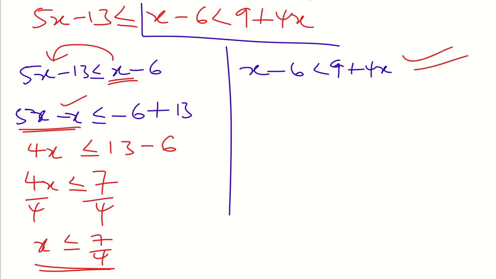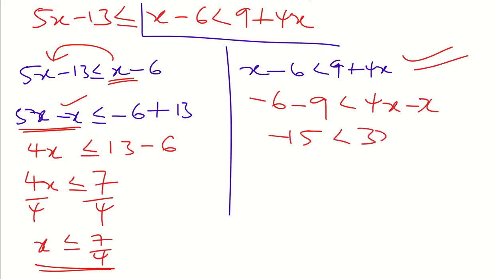Now the other section: we put the x values on one side and the constants to the other side. So here we have minus 6 minus 9 less than 4x minus x. Here we get negative 15 less than 3x.